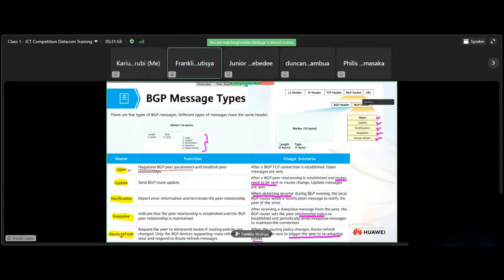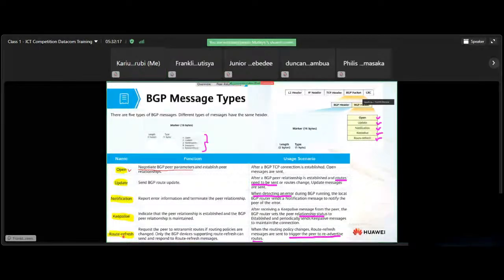We have route refresh messages. A route refresh message is used to trigger a re-advertisement of routes. It can be sent by a local router to a neighbor, requesting the neighbor to re-advertise its routes. In other words, to share its routing information.